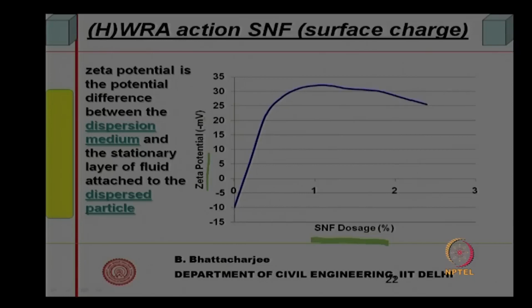So, minus 10, minus 10 millivolt, which means this is plus 10, and these are all negative. Just for the sake of plotting we are showing it this way. As you increase the SNF dose, the negative zeta potential increases, but beyond a point it does not increase further, which tells us that possibly there is an optimal dosage beyond which there is no further improvement by adding SNF. This may also be true for SMF or possibly even lignosulfonates.